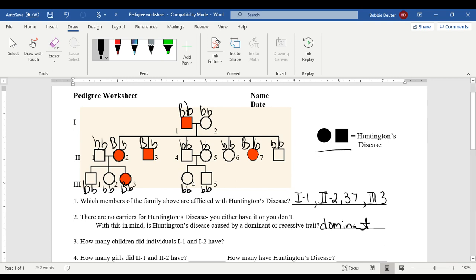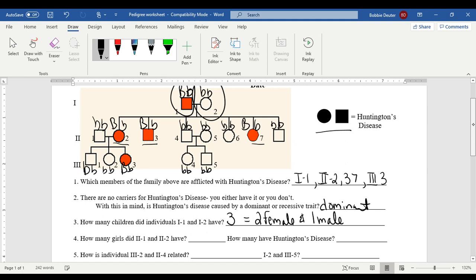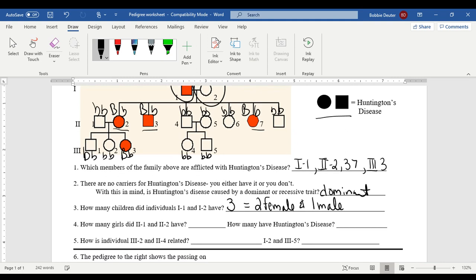So how many children of individual 1, so this guy right here, and 2 have this disease? Well, they have 1, 2, 3 children with that disease, and we're going to be a little bit more specific: 2 female and 1 male. The fact that they have both male and female children having this disease, it's fairly unlikely that it's going to be an X-linked disease.